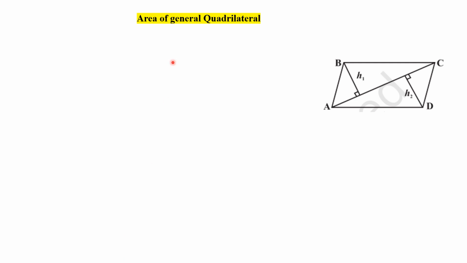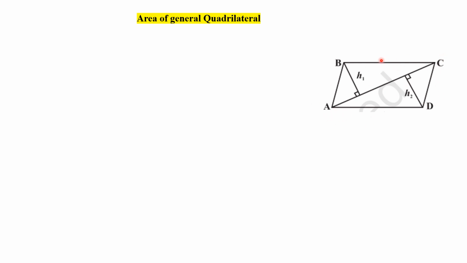So first of all, I am going to find out the formula of the area of the general quadrilateral because in the exercise there are questions which are based on quadrilateral. So I thought, first let me explain the derivation of the formula to find the area of the quadrilateral. If you see here, ABCD is a quadrilateral and AC is one of the diagonals of the quadrilateral. So this quadrilateral is getting divided into two triangles, triangle ABC and triangle ADC.